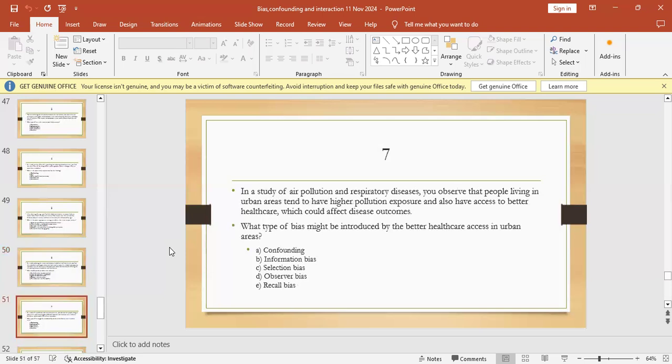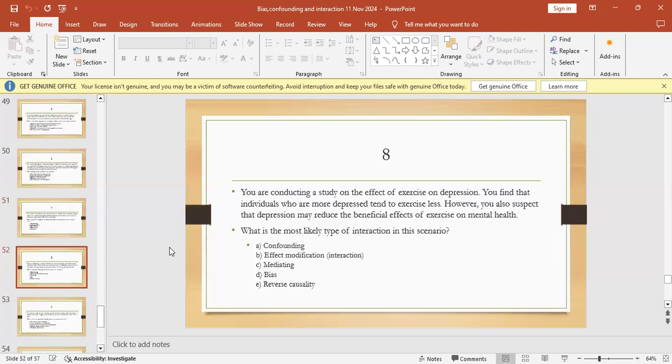Coming towards the seventh MCQ: in a study of air pollution and respiratory disease, you observe that people living in urban areas tend to have higher pollution exposure and also have access to better healthcare, which could affect disease outcome. Which type of bias might be introduced by the better healthcare access in urban areas: confounding, information bias, selection bias, observer bias, or recall bias? No, again here it's confounding.